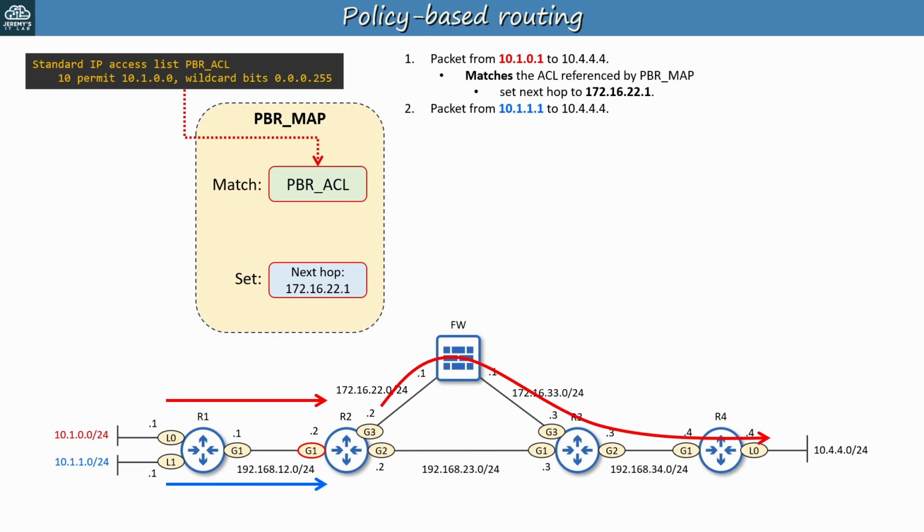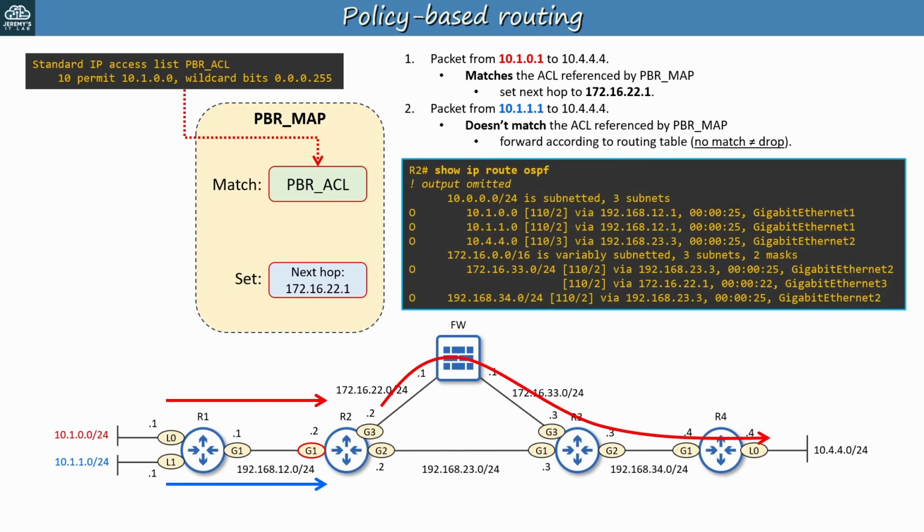Now let's look at another example. This time, R2 receives a packet from 10.1.1.1, R1's loopback1 interface. This time the packet doesn't match the route map. It's not permitted by our ACL, because the source IP is outside of the 10.1.0.0/24 subnet. But that doesn't mean the packet will be dropped. It means that R2 will simply forward it according to the routing table. It does the usual most specific match lookup and finds that R3 at 192.168.23.3 is the next hop. So that's the path the packet takes.